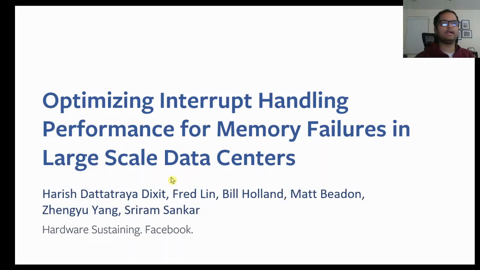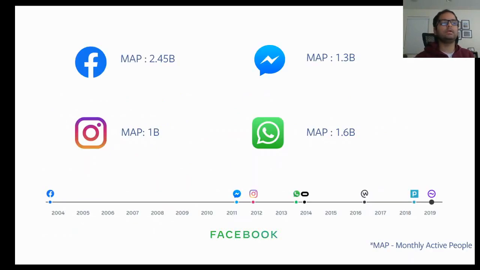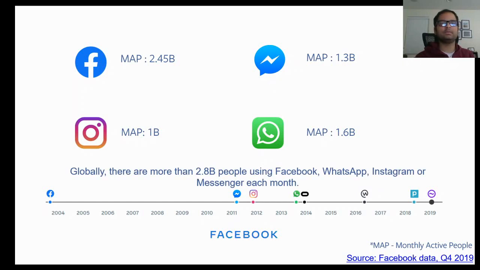Hi everyone, I'm Harish Dixit, representing hardware sustaining from Facebook, and today I'll be talking about optimizing interrupt handling performance for memory failures in large-scale data centers. Facebook has seen a large growth in the past 15 years, with the number of active people climbing to billions across multiple platforms. In all, we see 2.8 billion people using Facebook, WhatsApp, Instagram, or Messenger each month.